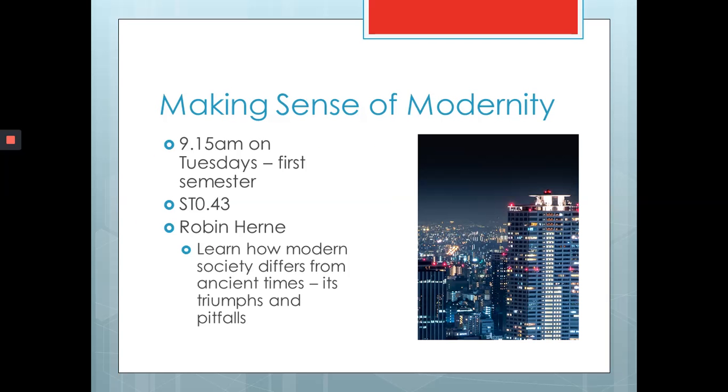Which takes us into sociology. Now your first sociology module is a Tuesday morning, 9:15 in the first semester in room STO 43, that's with me, and it is making sense of modernity. And you may ask, what is modernity? With the Industrial Revolution, there was a huge change in society in Britain and everywhere else in the world, although we keep the focus on Britain to make it manageable. But we will make mention of experiences in other countries as well.